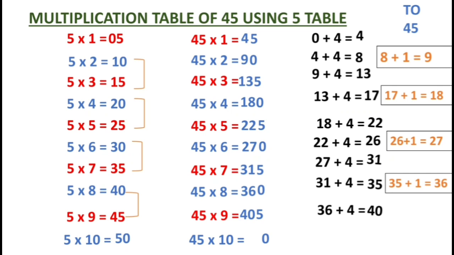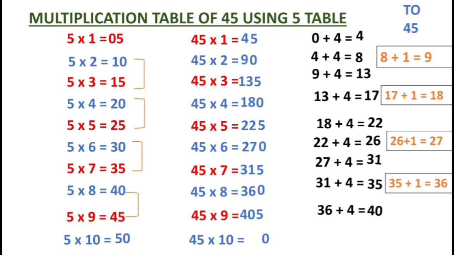No. Because here the tens place is same. 5 8s are 40. 5 9s are 45. The tens place was same, so we are not adding plus 1. Plus 1 we will do only if the tens place changes.